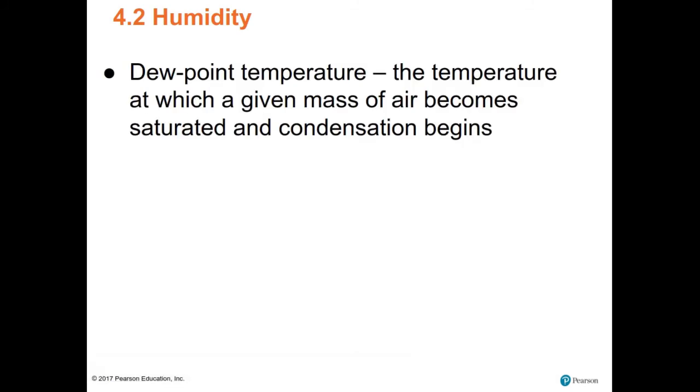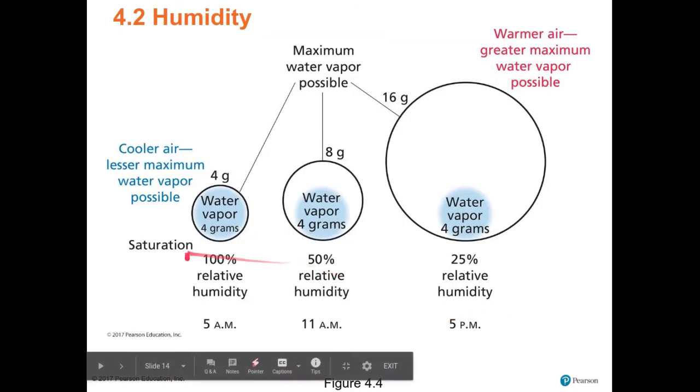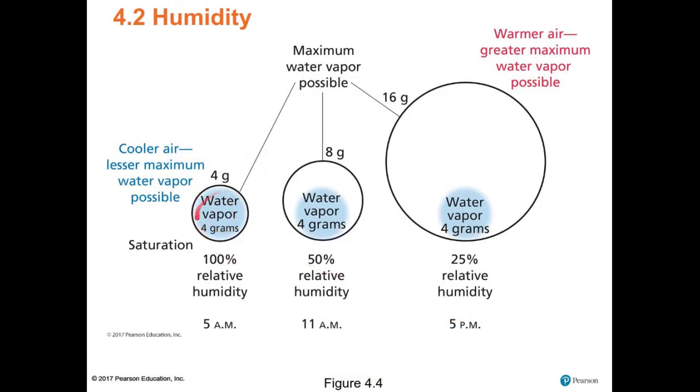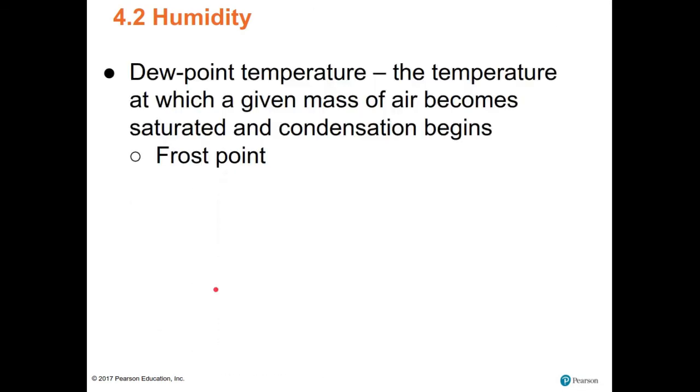Dew point temperature is the temperature at which a given mass of air hits 100% relative humidity. So in that last example, this air is at dew point temperature. The relative humidity is 100%. If we make it any colder, we're going to get condensation. If we try to add water vapor, we're going to get condensation because it's actually at dew point temperature. If it's below 0, then we call it frost point and frost accumulates, but we live in Sacramento, so we don't get a lot of frost.